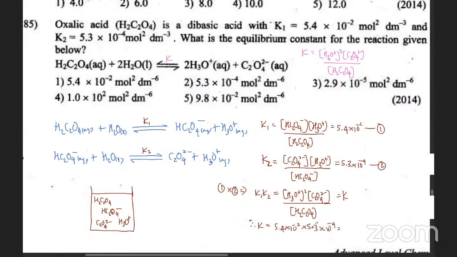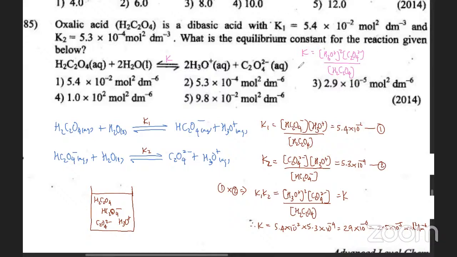When you multiply 5 into 5, it will be roughly around this. I think third will be an appropriate answer. 5.4 into 5.3, I think it's 29 into 10 to the power minus 6, which is equal to 2.5 into 10 to the power minus 5 mole squared decimeter minus 6. I didn't bother multiplying them because 5 into 5 is 25, so it should be a 20 odd or 30 number. There's only one number which is close to that, and that should be the third answer.